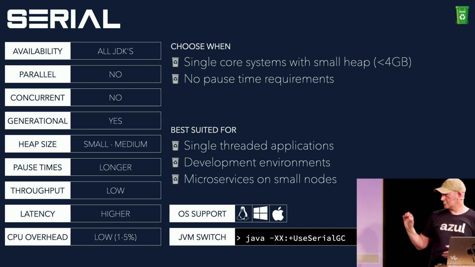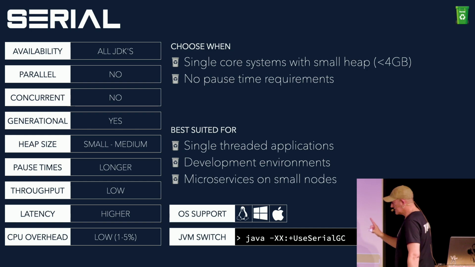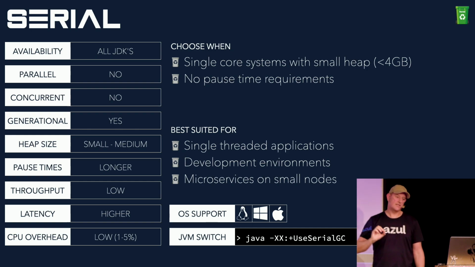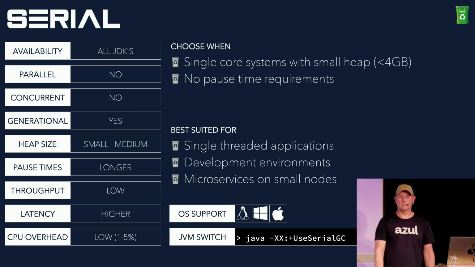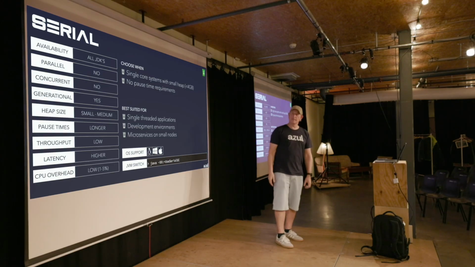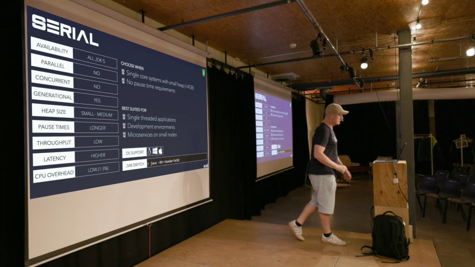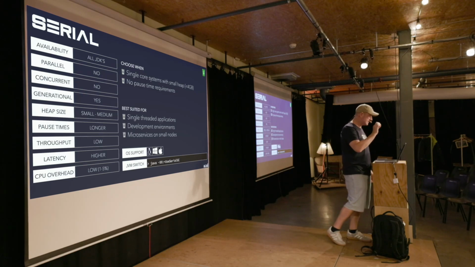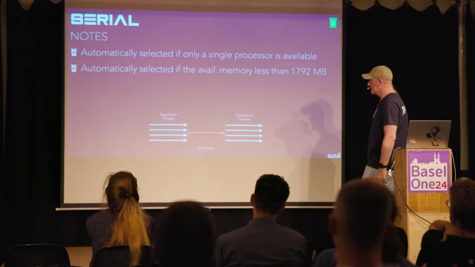The JVM decides for you that if your system only has one CPU, or if it has less than 1.8 gigabytes, it's not a server for the JVM. This is back from the days, right? That means this is not a server, you get serial GC, whether you like it or not. Doesn't mean it's a bad collector, but just to make sure, if you don't set something specifically, the JVM will choose this one. And this is how it works.